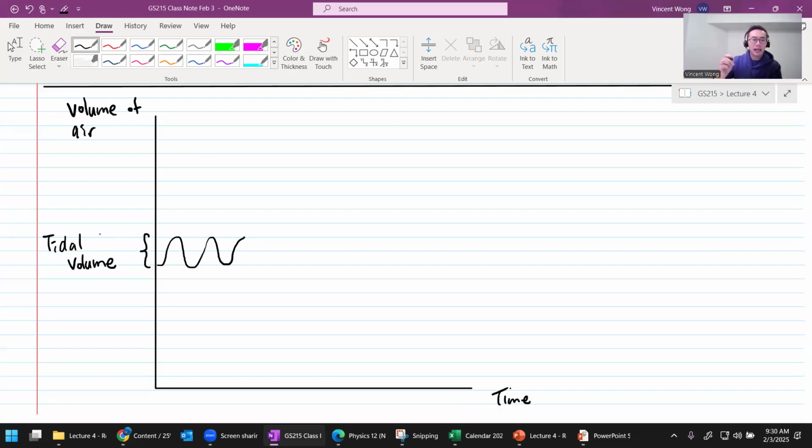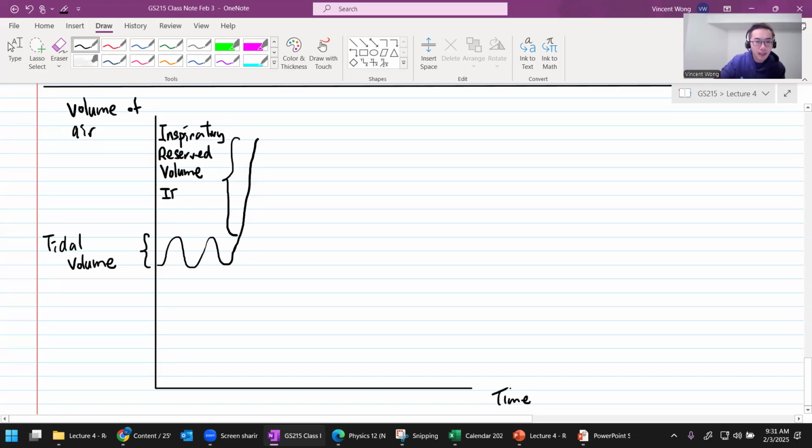Now, at the end of your regular inhalation, if you continue to breathe in all the way until you cannot breathe in anymore, then you would be sucking in additional air, and it's going to go up to some maximum level. Then you cannot go any further because your chest cannot expand further out. Your diaphragm is all the way as flat as it could. You can't expand the lungs anymore, and that's the maximum lung volume. So that extra bit of air that you just inhale is called the inspiratory reserve volume. IRV.